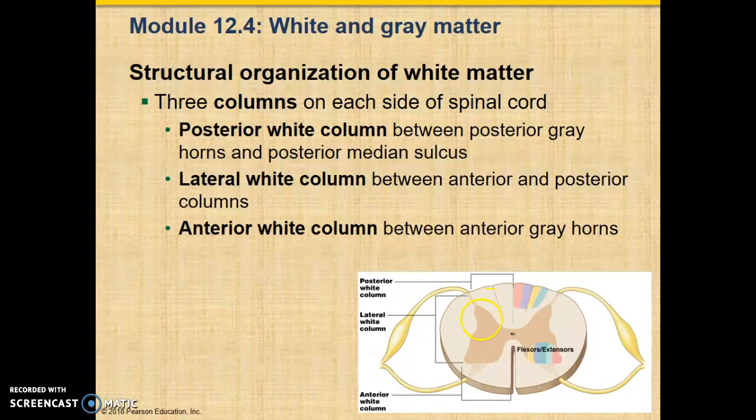The white matter is organized. It's bilaterally symmetrical. There are 3 columns on each side of the spinal cord. The posterior white column is between the posterior gray horns and the posterior median sulcus. The lateral white column is between the anterior and posterior columns, and the anterior white column is between the anterior gray horns.